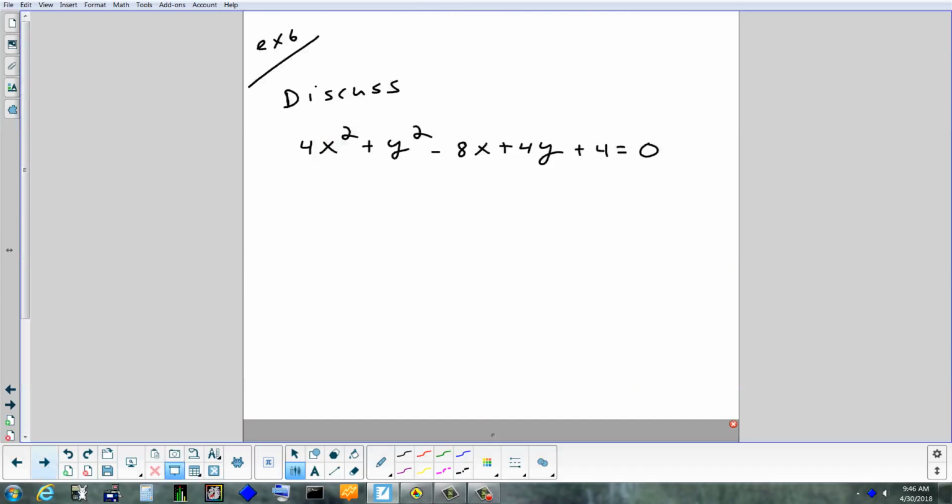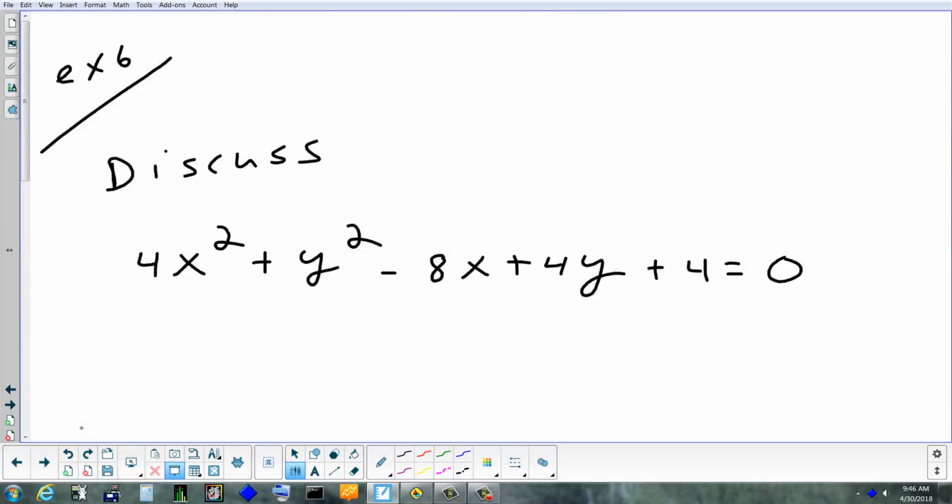All right. So this will be our last one. We want to discuss this one. This isn't written anywhere close to standard form. So what did we have to do with a parabola when it wasn't in standard form? We only had to do this once because there was only one variable that was squared. Here we have to do it twice because there's 2 variables that are squared. Complete the square.